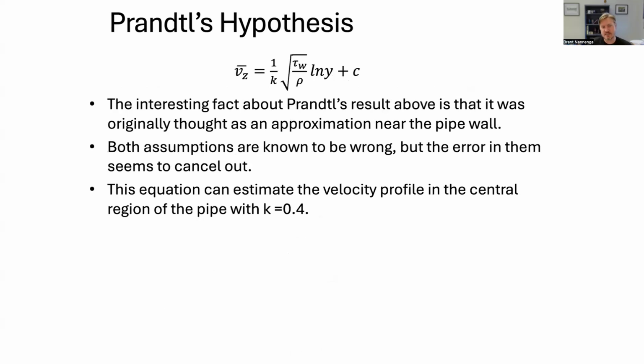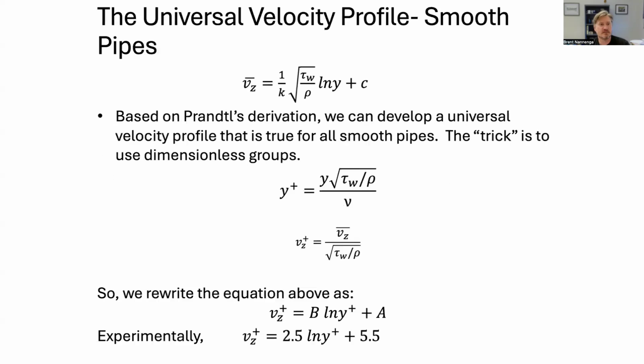What's interesting about this equation is that originally people were using this as an approximation to study the fluid profile near the pipe wall. So think, okay, not necessarily in the main turbulent core, but near to the pipe wall. A lot of the assumptions that were made are known to be wrong, but somehow the error in them seems to cancel out, and it actually can be used to estimate the velocity profile in the central region of the pipe as well. So it actually ended up working out quite well.